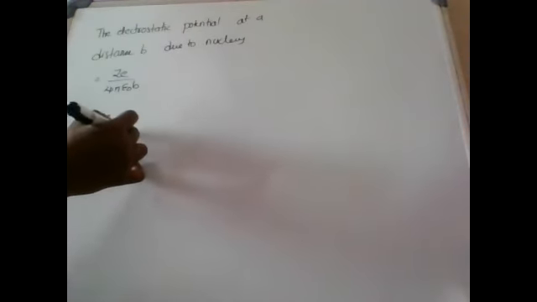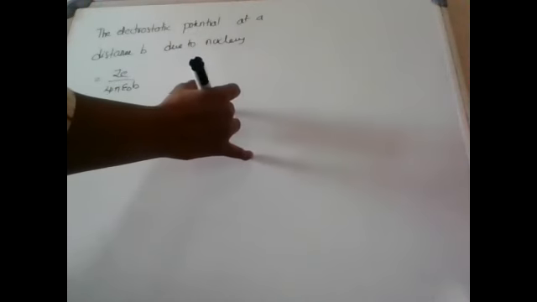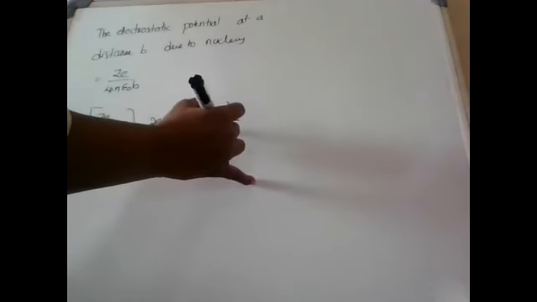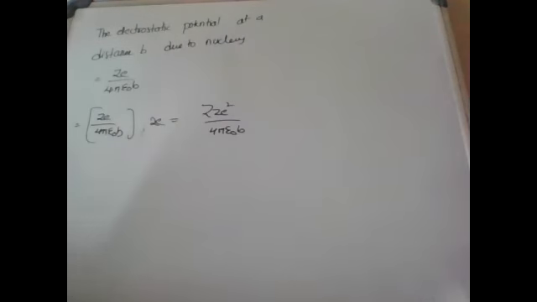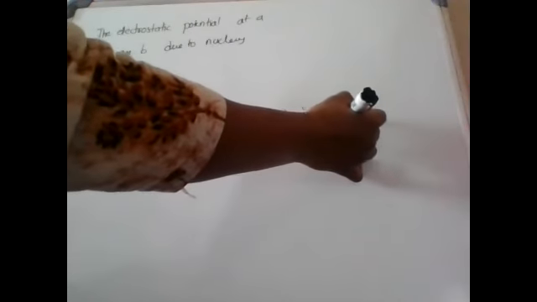Hence, the potential energy of the alpha particle at a distance b from the nucleus, we can write, is Ze by 4 pi epsilon naught b into 2e, equal to 2Ze square by 4 pi epsilon naught b, where 2e is the charge on the alpha particle.